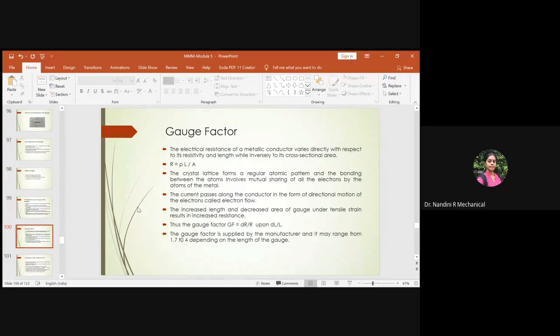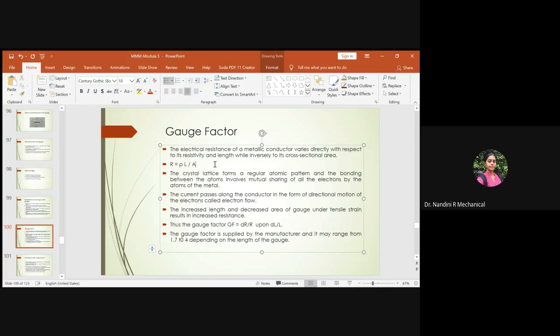About the gauge factor, you should know what it means. I have already told you the change in resistance relative to the change in length provides us the gauge factor. The electrical resistance of a metallic conductor varies directly with its resistivity and also its length, but it is inversely proportional to the cross-sectional area. So we have the equation R = rho L by A, where rho is the resistivity, L is the length, and A is the cross-sectional area of the metallic conductor you are using.